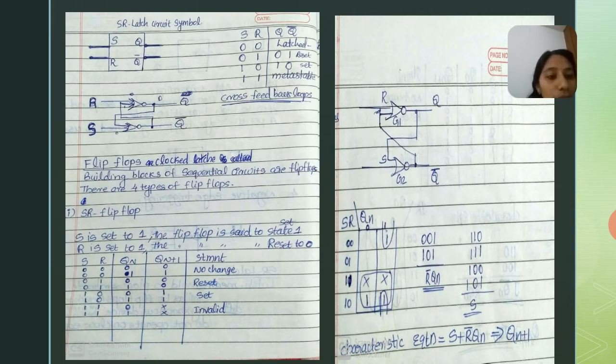You are getting the two terms S plus R bar Qn. Here the value of R is 0, that is why R bar, then Qn is as it is, its value is 1, and then S value is 1, so S is simply as it is. So the characteristic equation, that is Qn plus 1 equals S plus R bar Qn for SR flip-flop, and the circuit representation is also given.